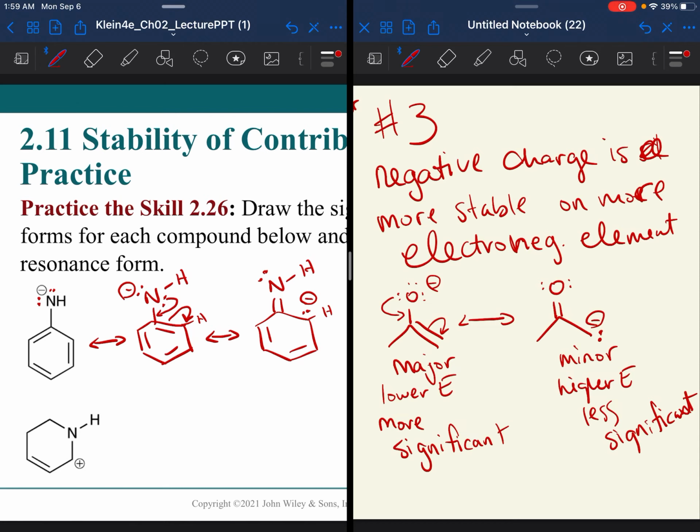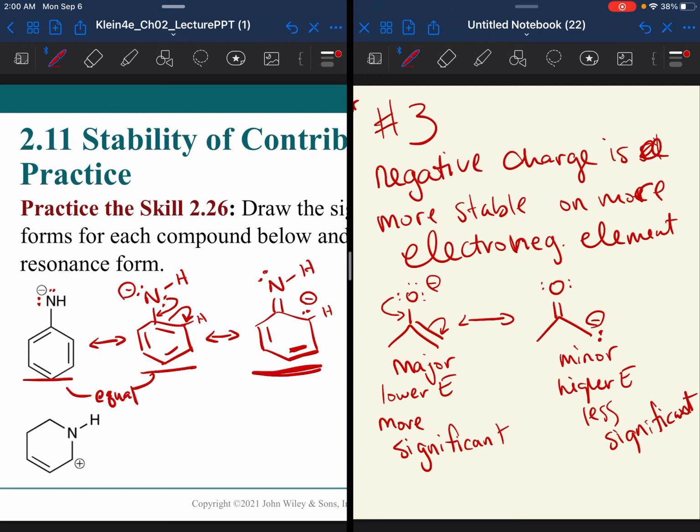You can draw more, right? You can move that lone pair around the ring because now it's an allylic lone pair to this double bond here. But I'm going to stop just so we can talk about major and minor contribution. These two structures are identical in terms of number of octets filled, formal charges, and formal charge on which element. So these two are equal.